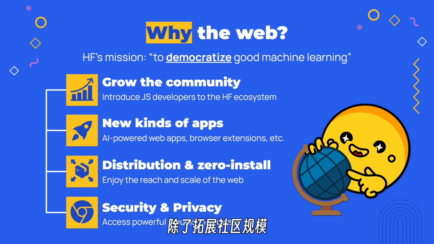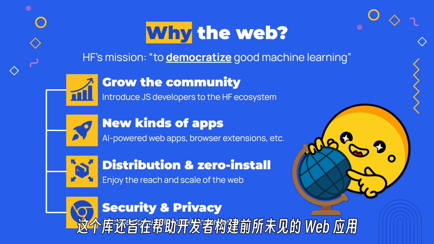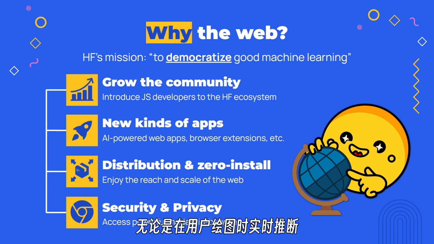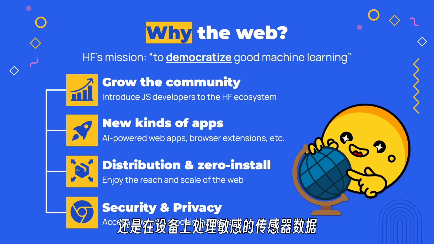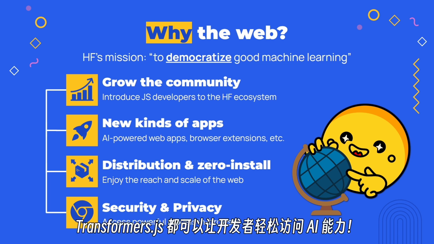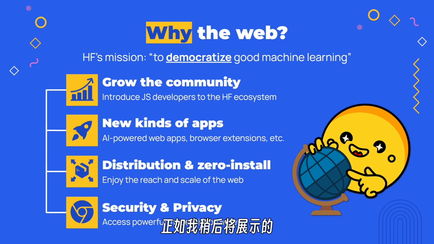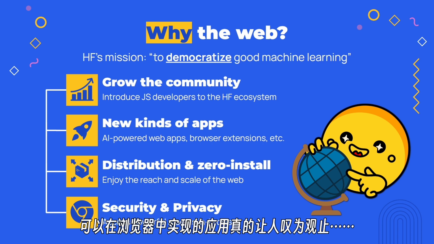In addition to growing the community, the library aims to help developers build never-before-seen web applications. Whether it be real-time inference while a user draws something, or on-device processing of sensor data, Transformers.js serves as an easy way for developers to access the power of AI. As I'll show later on, it's amazing to see what's possible in a browser.